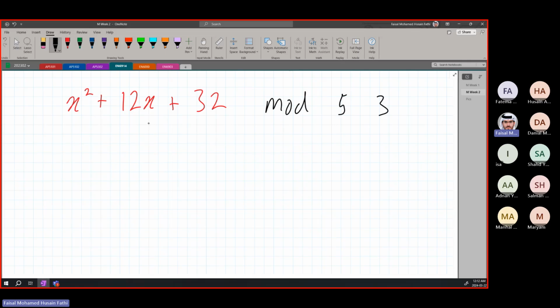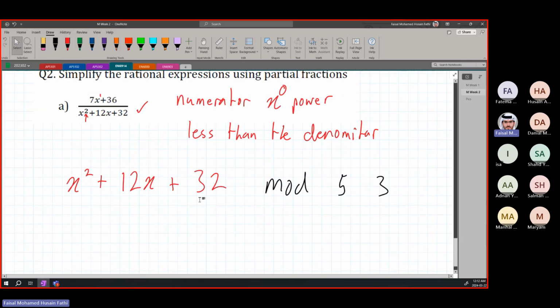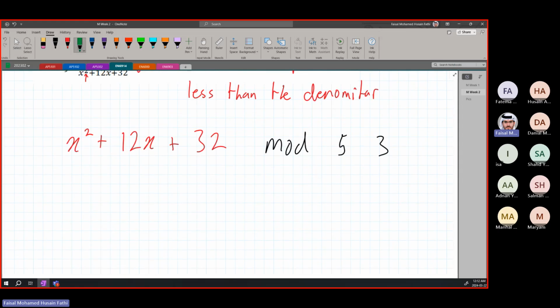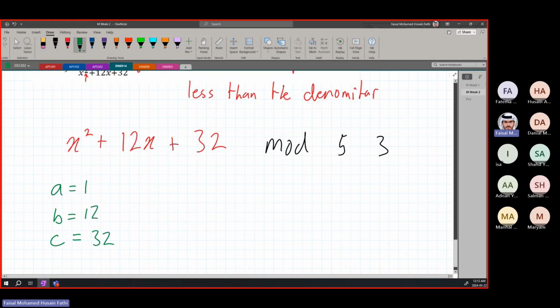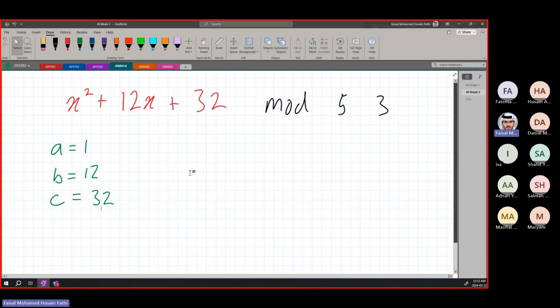so again, the first way to know, or the fastest way to know if you can factorize it or not, is by using mod 5.3 in the calculator. So just a quick recap. Remember, this is going to be A, B, and C. Our A here is equal to 1, B is equal to 12, and C is equal to 32. We go to the calculator, mod 5.3.